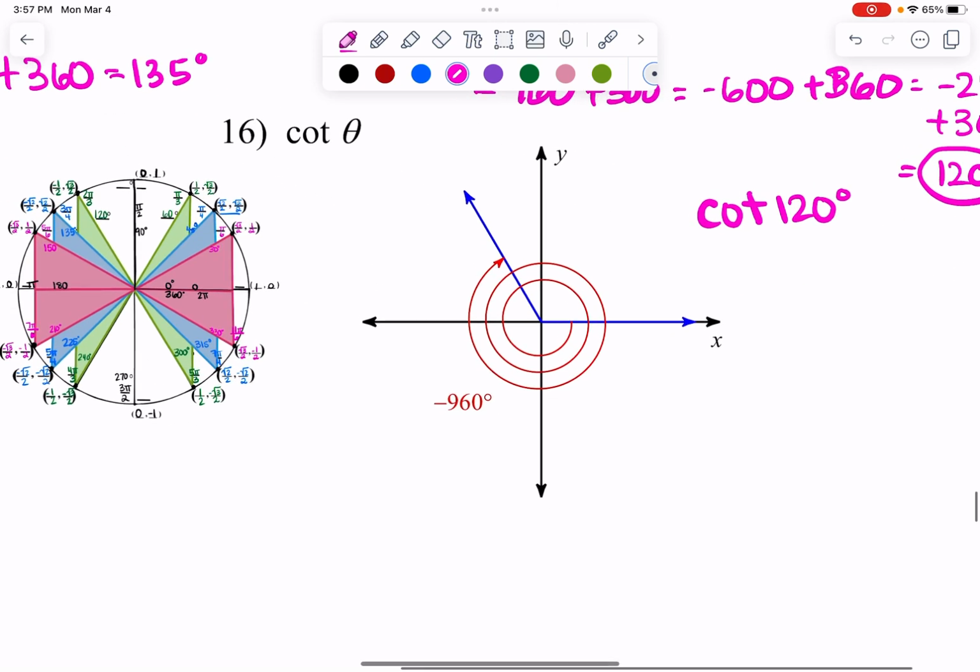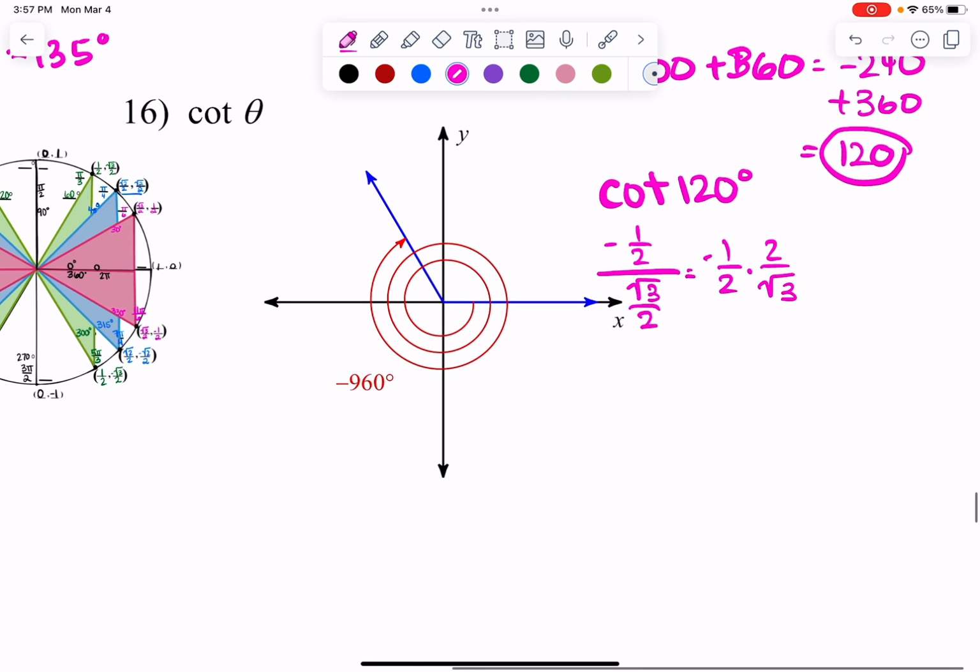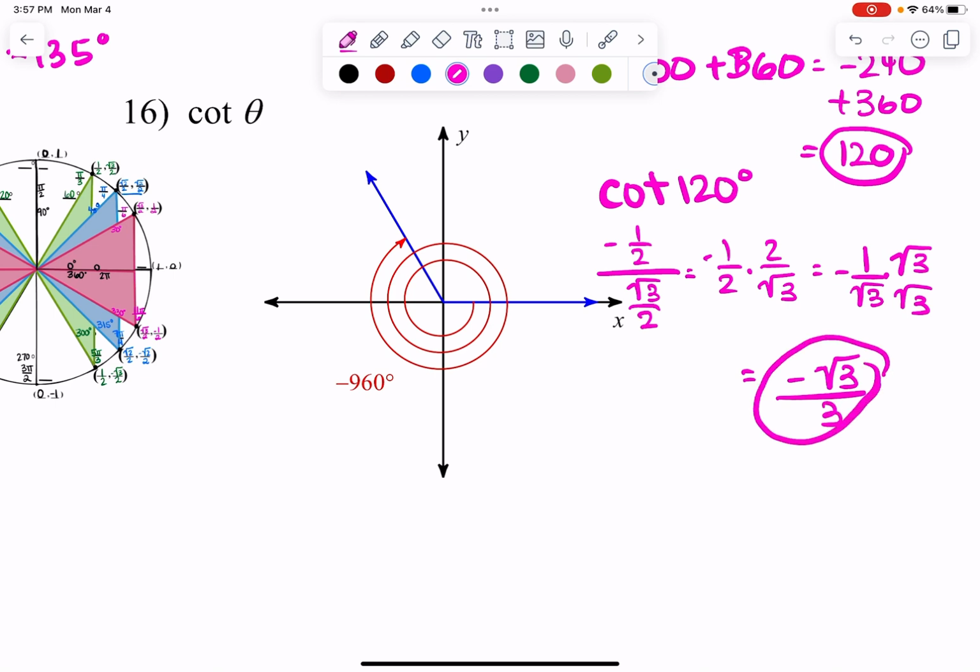So I've got to find that on my unit circle, 120, use these points. Cotangent is x over y, which will be the negative 1/2 times 2 over square root of 3. So we get negative 1 over root 3, which we rationalize the denominator. And we get negative square root 3 over 3 as our answer.